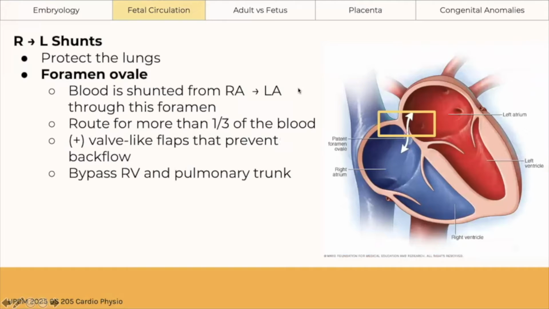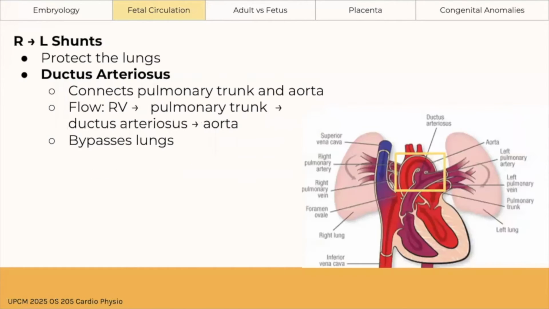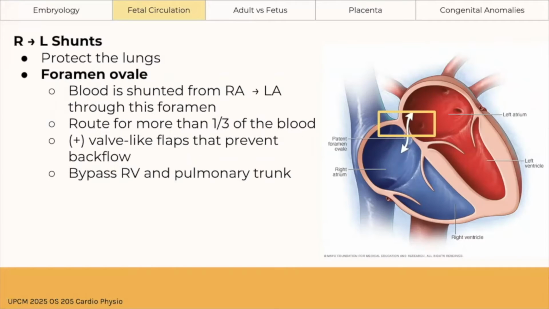So next you have your right and left shunts. There are two, your foramen ovale and your ductus arteriosus. But let's first talk about your foramen ovale. They both serve to protect your lungs. So how? First, the foramen ovale, seen here in the yellow box. Your blood is shunted from your right atrium to your left atrium. This is the route taken by more than a third of your blood.